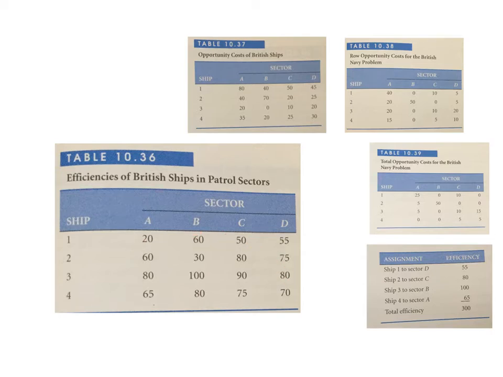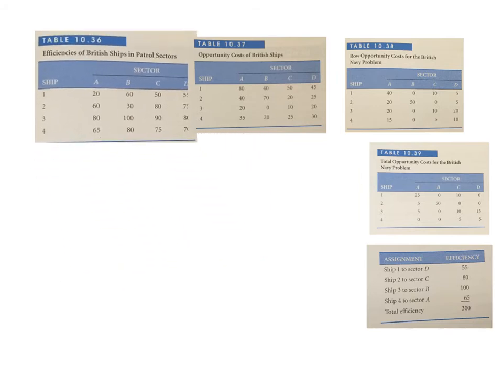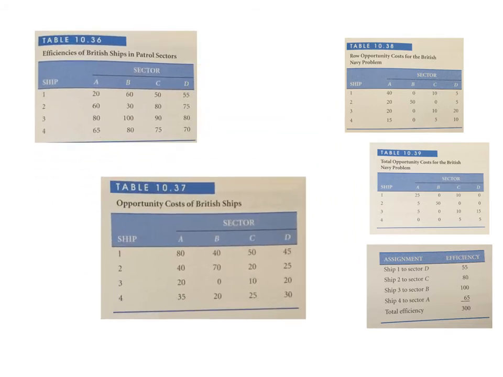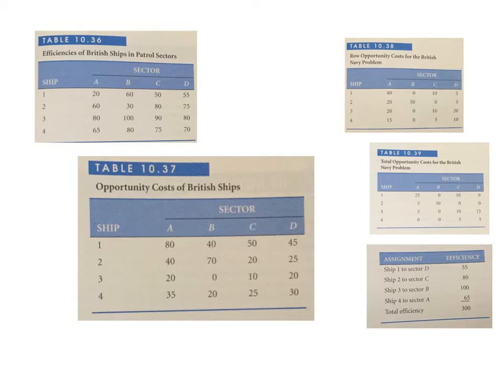So let's look at this table here. If we take 100 minus 20, we should get 80. We can see that the efficiency of ship 1 at sector A is 20. So if we assign ship 1 to sector A, we are going to incur an opportunity cost of 80.